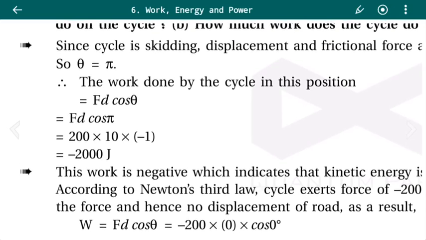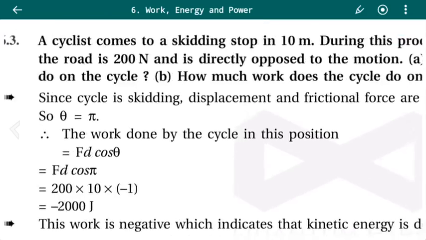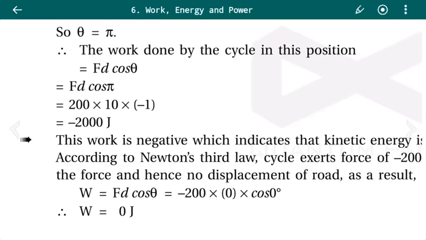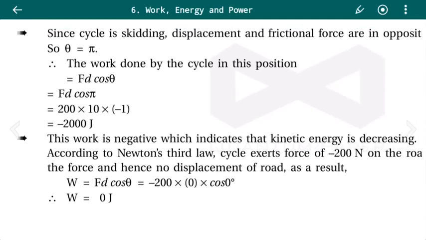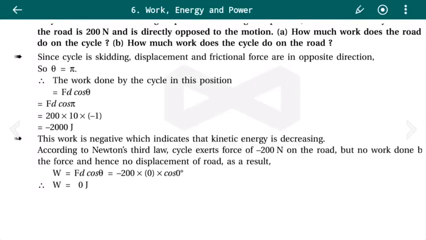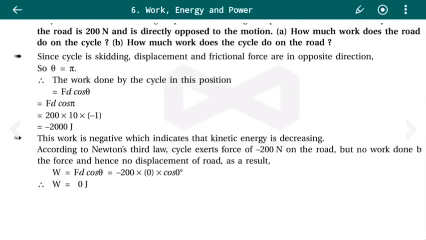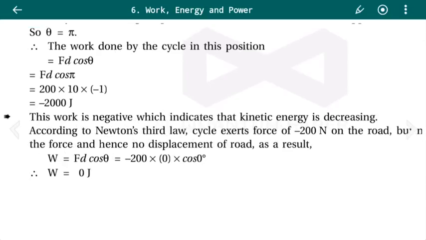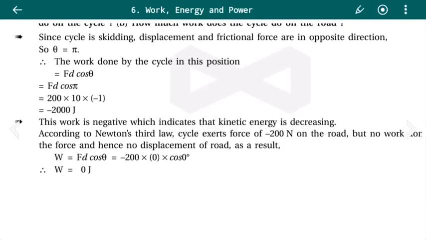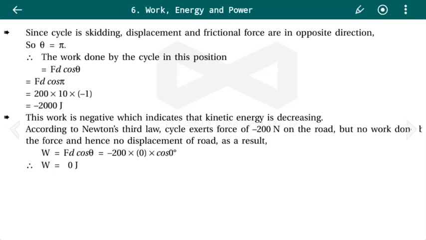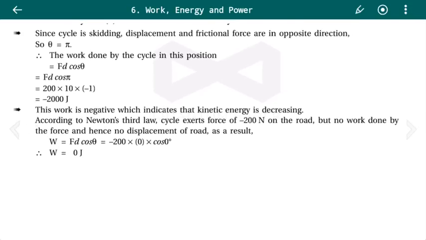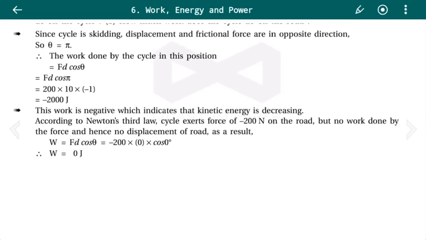So here force is given as 200 Newton, displacement is given as 10 meter and cos pi is minus 1. So when we calculate this we get minus 2000 joule. This work is negative, which indicates that kinetic energy is decreasing. According to Newton's third law, the cycle exerts a force of minus 200 Newton on the road, but no work is done by the force and hence there is no displacement of the road.